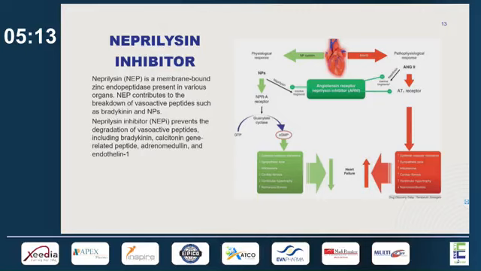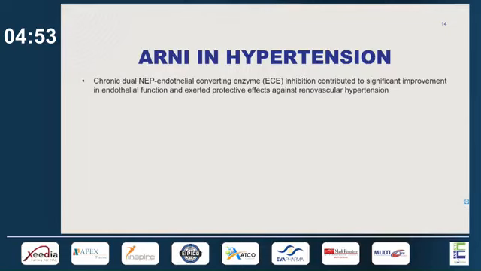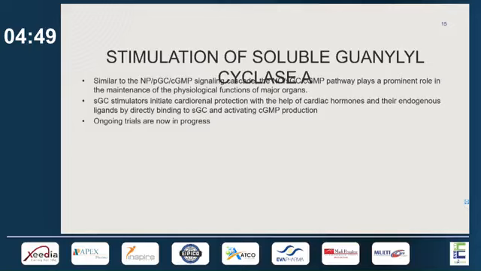Neprilysin inhibitors have been used effectively in patients with heart failure. Their use in patients with hypertension is under study, and so far, they have been very effective in both reducing the blood pressure and reducing the end organ and end target effects of the drug. And this is the use of ARNI in patients with hypertension.